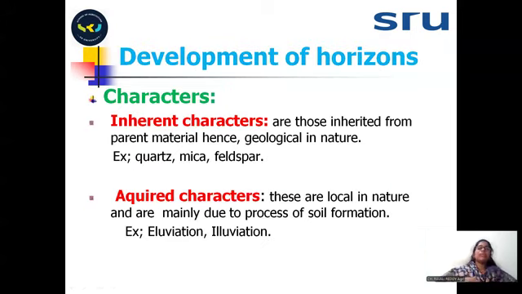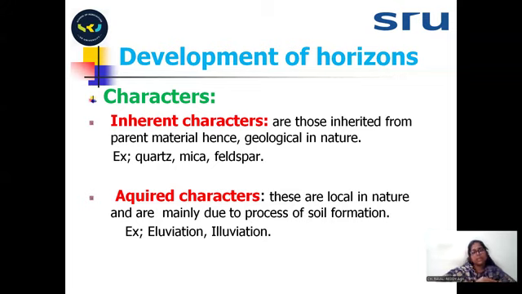What are the characters of horizons? Generally, all the characters of horizons are mainly divided into two categories. One are inherent characters and the other are acquired characters. Inherent characters are nothing but those characters which are inherited from the parent material. They are geological in nature. That means, for example, the minerals which they contain are not acquired by their own. They are just carried from their parent material to them, like quartz, mica, feldspar, whichever mineral is abundant, that is generally the carry forward of their parent material itself.